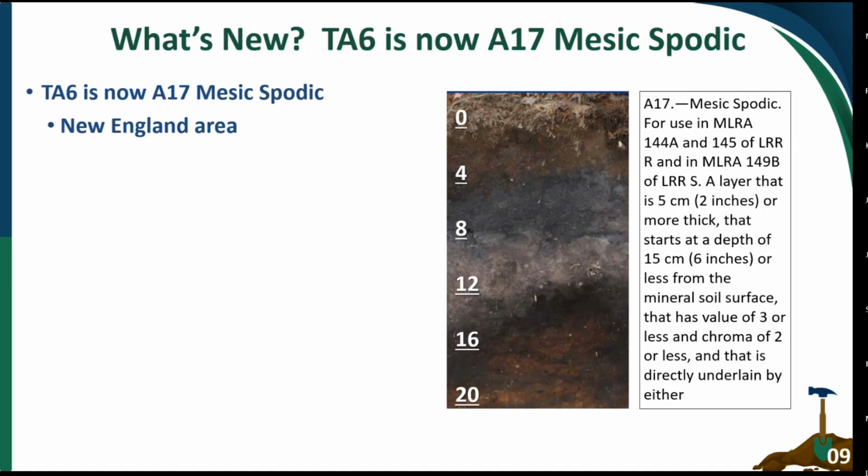Another new change is that test indicator A6 from version 8 is now A17 mesic spodic. I will tell you that I'm not personally familiar with this indicator as it's restricted to a few major land resource areas in New England. So unless you're working in that area, this indicator will not apply.